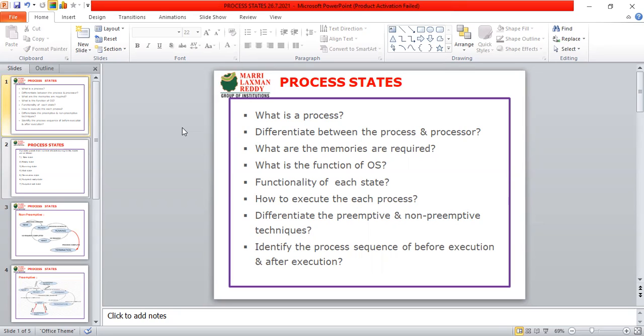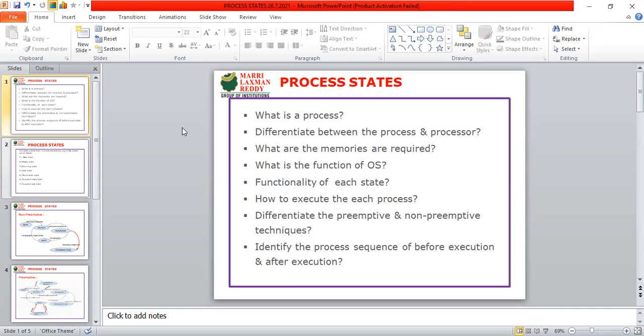In the next one, what memories are required here? Any program or any process or any project is executed in main memory only. But that main memory space is not enough. Because of that, sometimes some data or some programs or some processes are stored in the secondary memory. Secondary memory is used for storage, main memory is used for execution. Because of that, both memories are required.